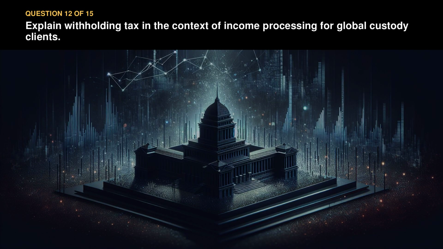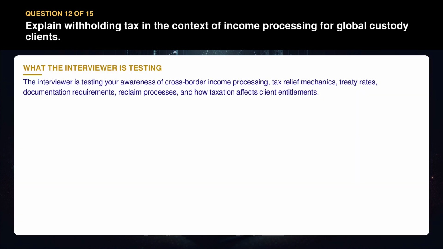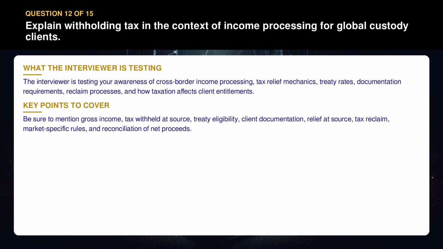Question 12. Explain withholding tax in the context of income processing for global custody clients. The interviewer is testing your awareness of cross-border income processing, tax relief mechanics, treaty rates, documentation requirements, reclaim processes, and how taxation affects client entitlements. Be sure to mention gross income, tax withheld at source, treaty eligibility, client documentation, relief at source, tax reclaim, market-specific rules, and reconciliation of net proceeds.